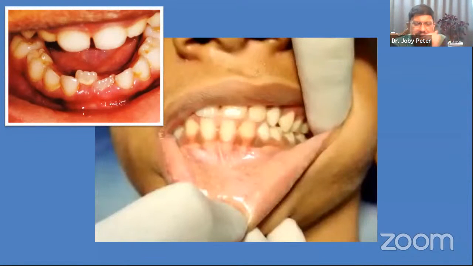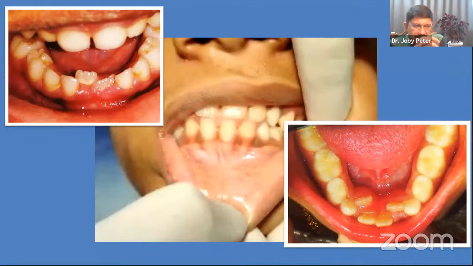And within a year's time, the mother is again here. He has done a very good job of pushing that central into perfect alignment. But now another problem is coming. The lateral is getting blocked out. Now what should we do?